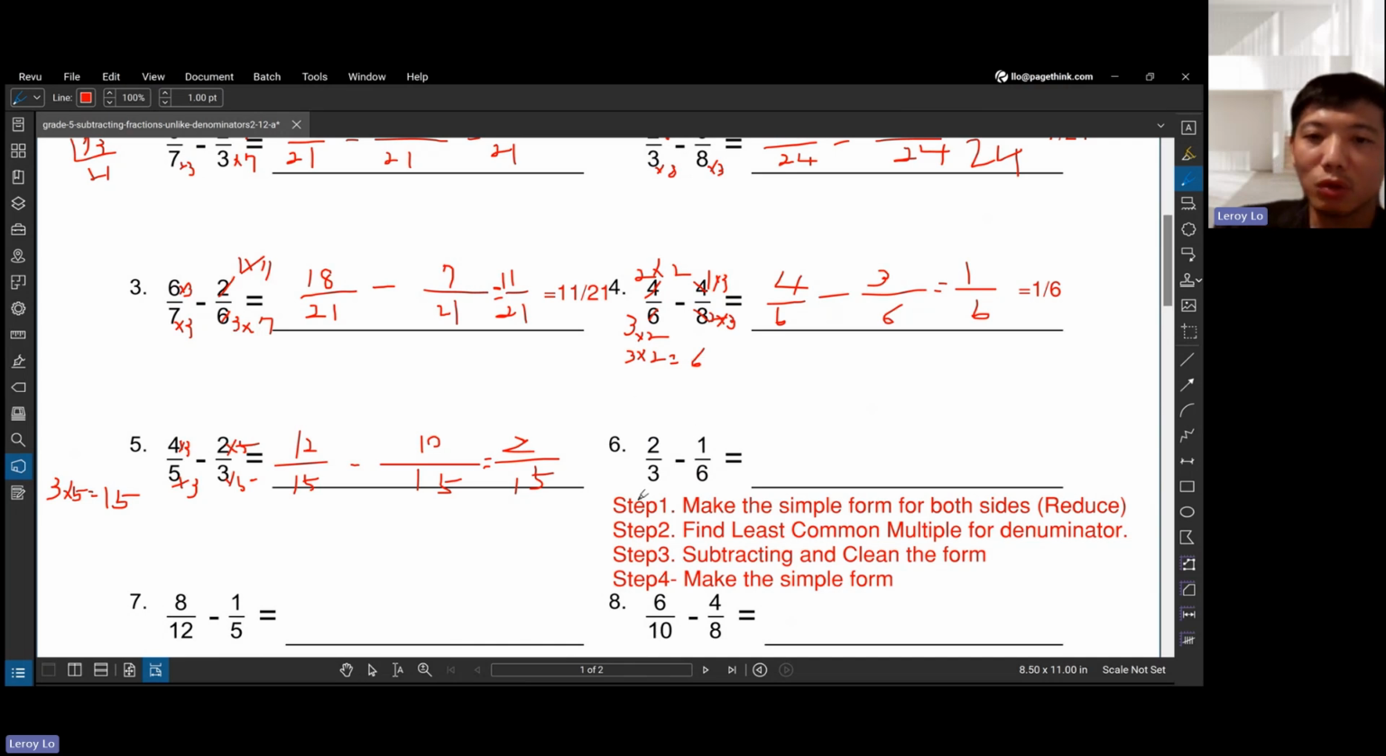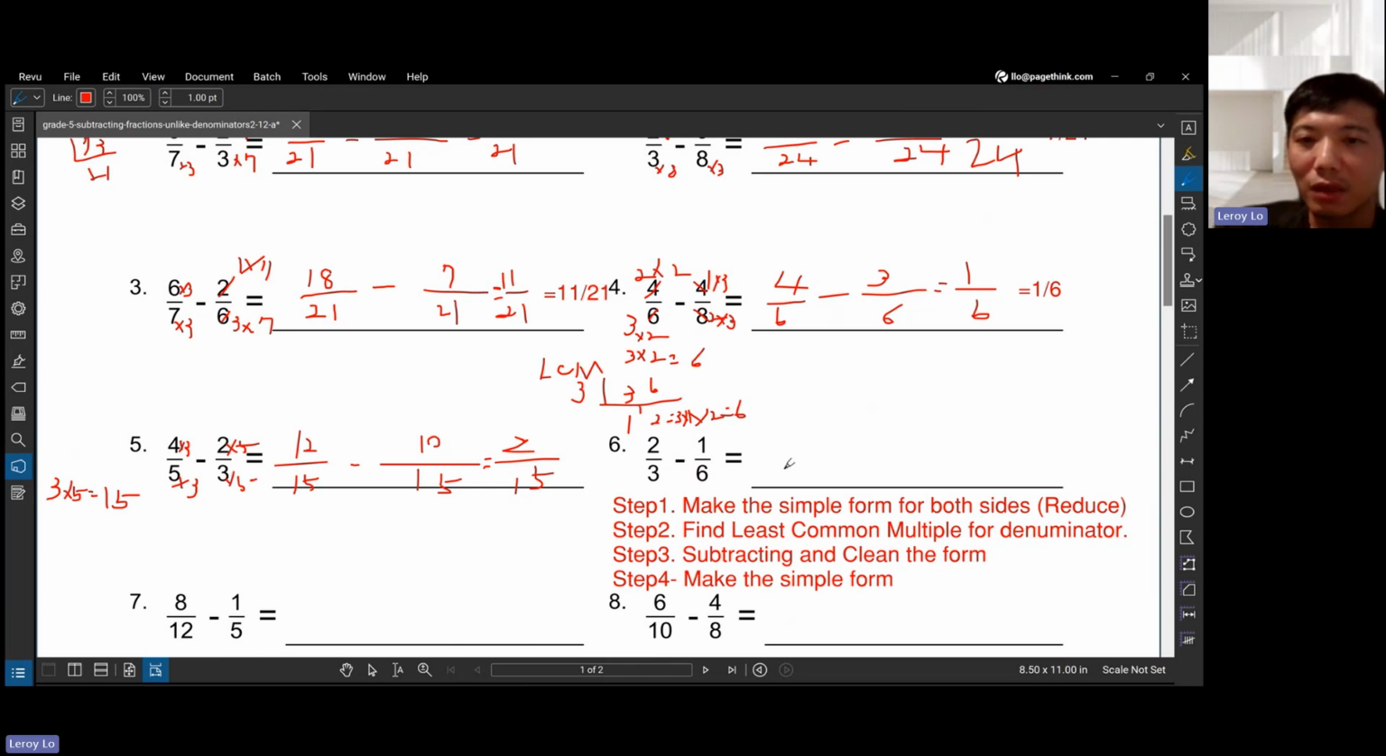Okay, now step 2, find the least common multiple for the denominators for number 6. So 3 and 6. Let's try. So I put 3. I divide both by 3. So 3 divided by 3 gives you 1. 6 divided by 3 gives you 2. So I use 3 times 1 times 2, which will give you 6. This is used to find the least common multiple. So let's find it, it is 6.